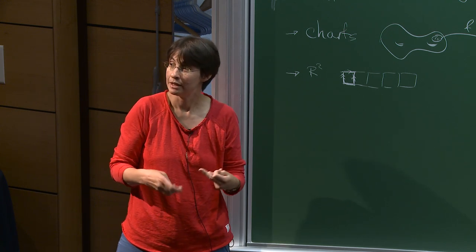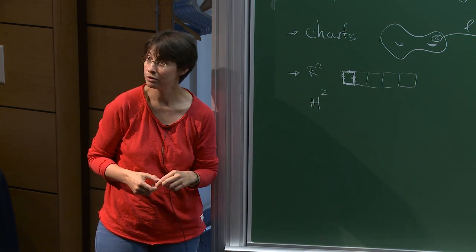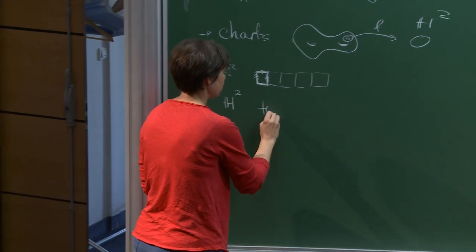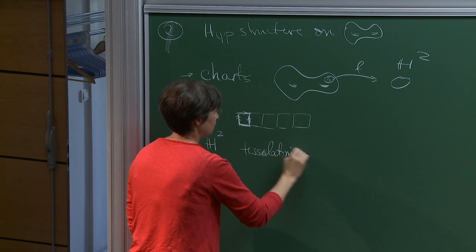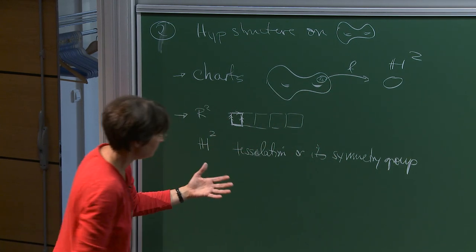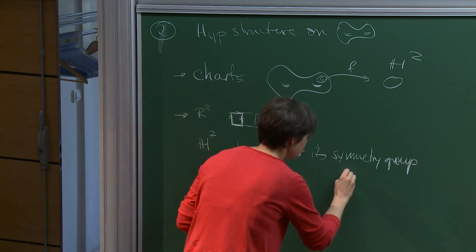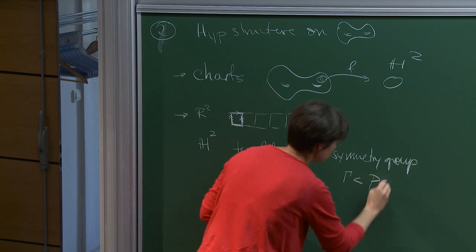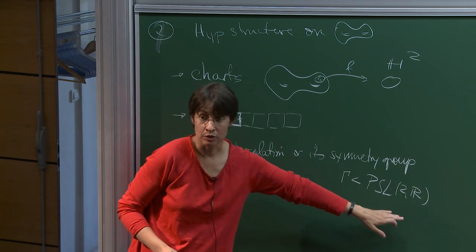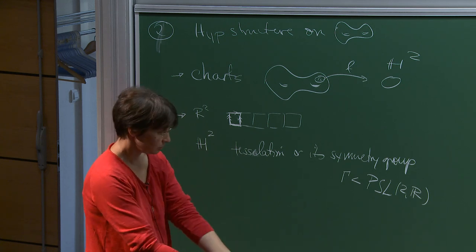And the same thing we can do to get a hyperbolic structure on a surface. We have H2, and we want to find a tessellation of H2, or, forgetting about the tessellation, just think of its symmetry group. This is a subgroup Gamma in the group of isometries, which we saw as PSL2(R). So you can also think of giving a hyperbolic structure by giving a subgroup of PSL2(R) which is discrete, and which will actually be a lattice, because in the end we want a compact surface downstairs.